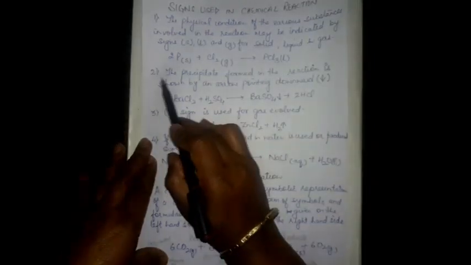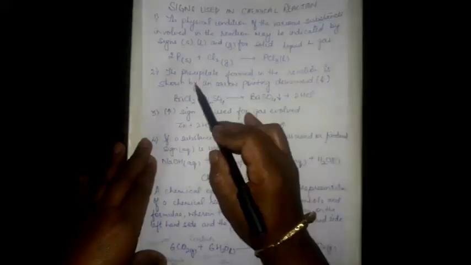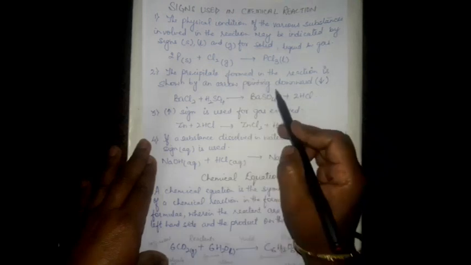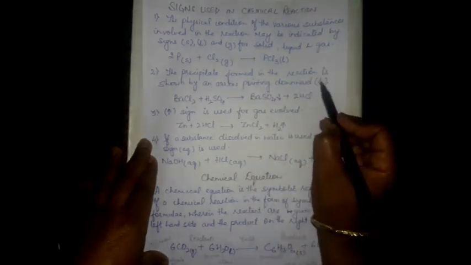Now the second point is the precipitate formed in the reaction is shown by an arrow pointing downwards like this.